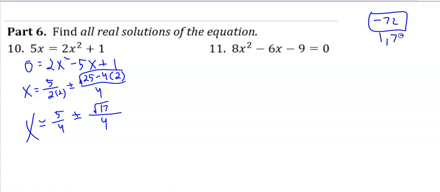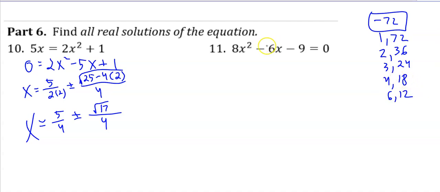1 and 72, no, that doesn't add. 2 and 36, no. 3 and 24 goes in there. No, 4 goes in there 18 times, I think. Still not there. We're getting closer though. 6 goes in there 12 times. Ooh, I like that. I like that a lot.